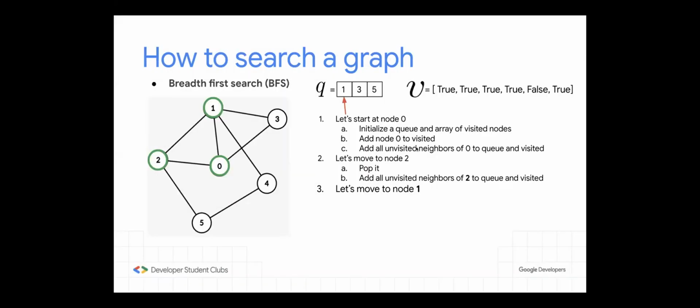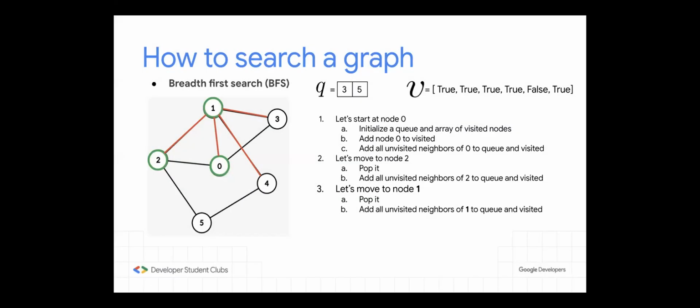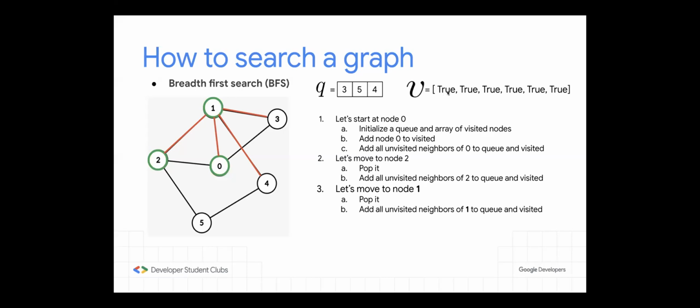Very cool. And now we're just going to do the same thing. We're going to pop the front of the queue. So now 1 is up next. Pop it. And from here, I'm going to add all the unvisited neighbors of 1 to the queue and visited. So 1's neighbors are 2, which has been visited, 0, which has been visited, 4, which has not been visited, and 3, which has been visited. As a result, I'm only going to be adding 4 to the queue and the visited array. So now I've added it to the queue and the visited array.